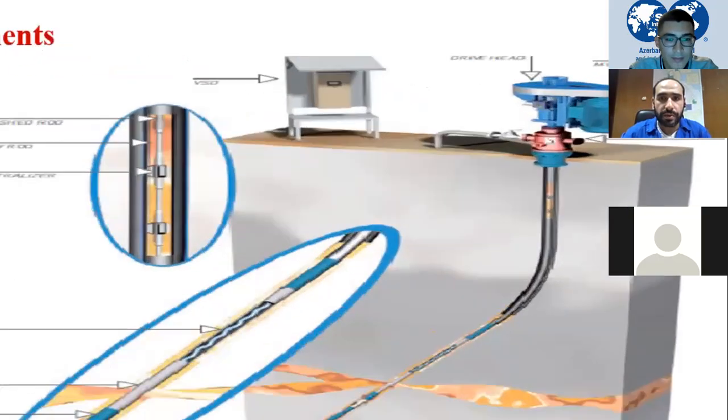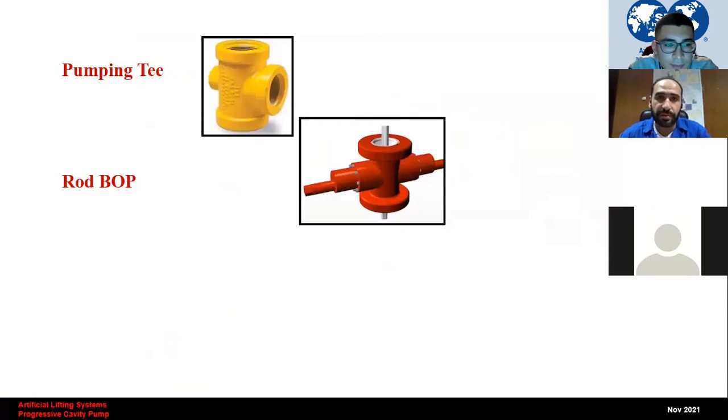The last component above the surface is the pumping tee and the rod BOP. The pumping tee will allow a path for the well fluid coming from the downside to the flow line. And the rod BOP utilizes those rams to close around the polished rod and secure the well for any maintenance work on the surface drive head, or to secure the well for any purpose.